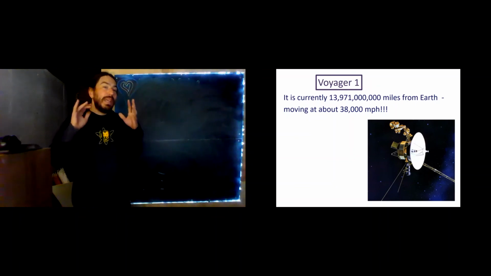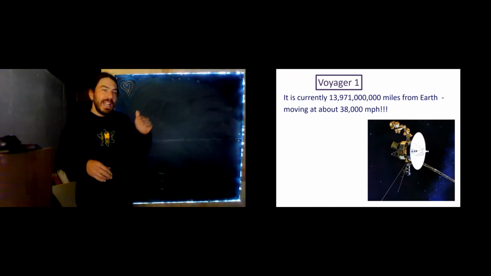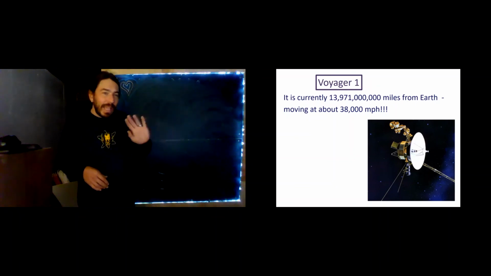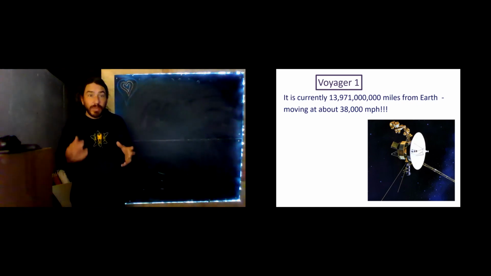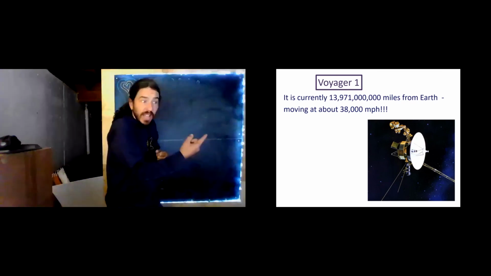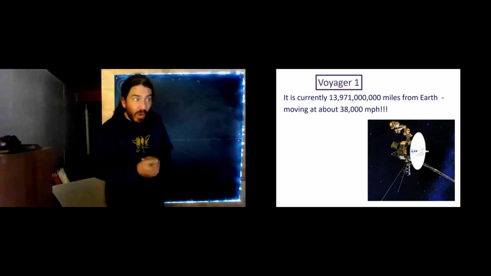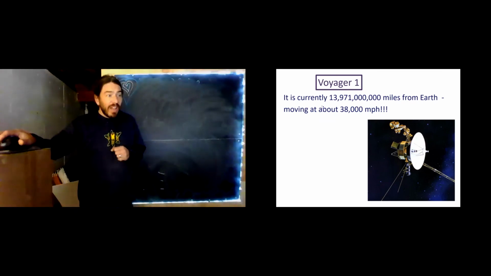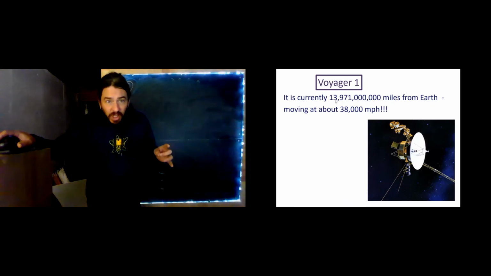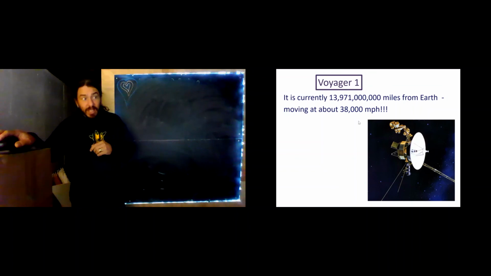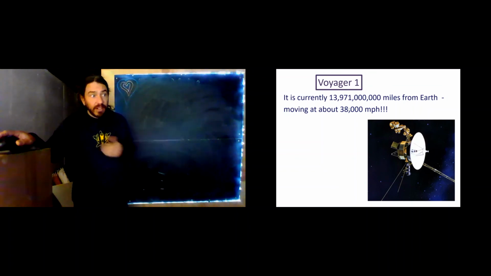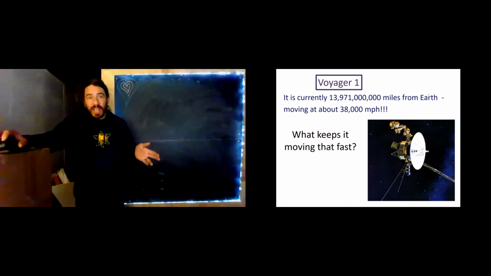So it is now beyond the orbit of Neptune. It is the farthest away that any man-made object has ever been. It is outside of our solar system, just winging away from us at 38,000 miles an hour. Right now, it's something like 14 billion miles from Earth. I looked this up just before I started talking. And I had to change it, because this is pretty fast, and every semester, it's different, right? So what keeps it moving that fast?